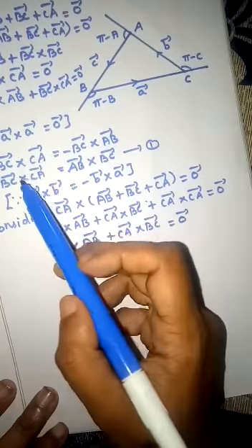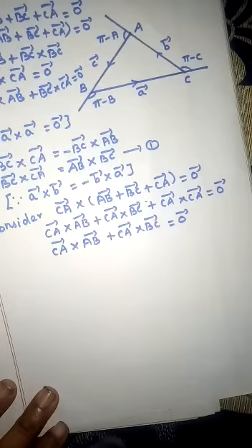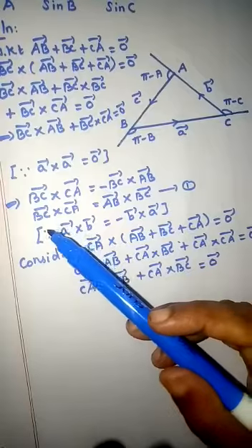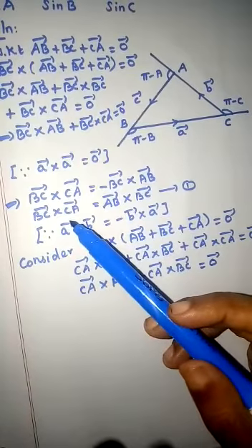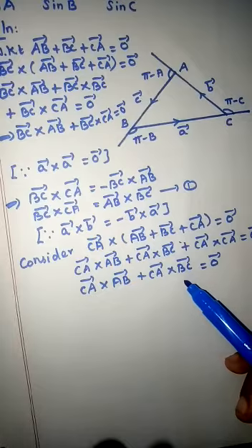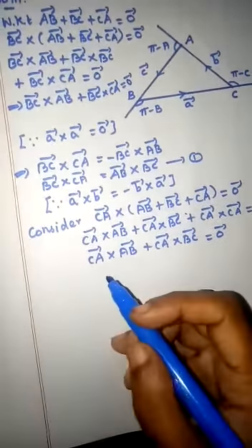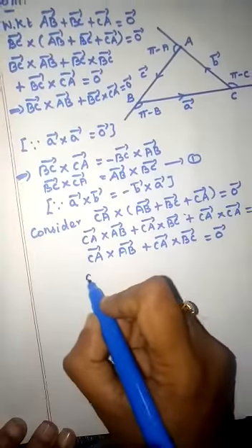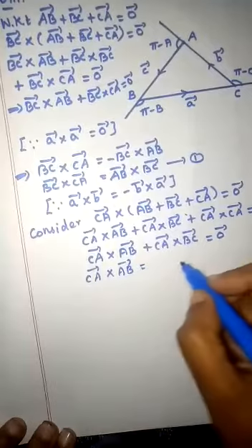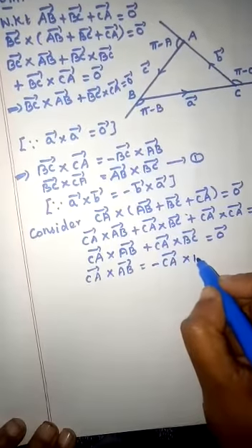Now you see here we have BC vector cross CA vector. Now listen. In equation 1, we have BC vector cross CA vector, isn't it? But here you see BC vector is coming in the second place. So we have to interchange these two terms. What I am going to do is, I am going to write this in the same way. CA vector cross AB vector is equal to, I am taking this to the next side, so minus CA vector cross BC vector.